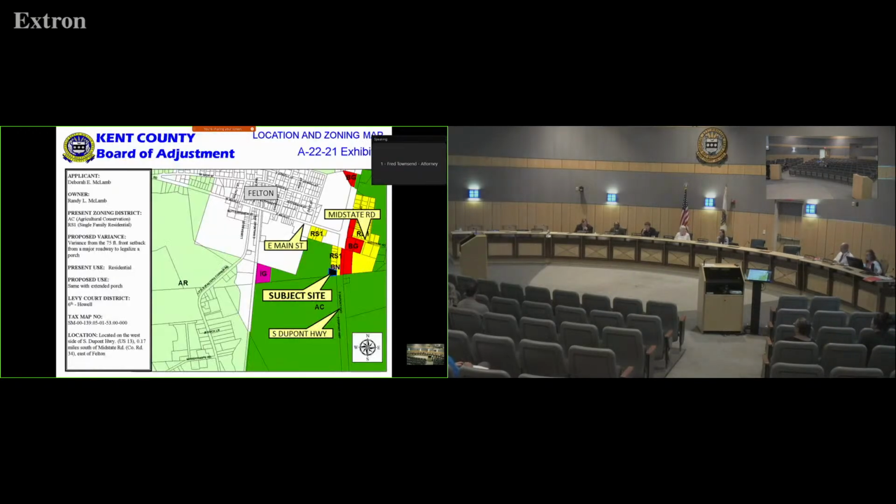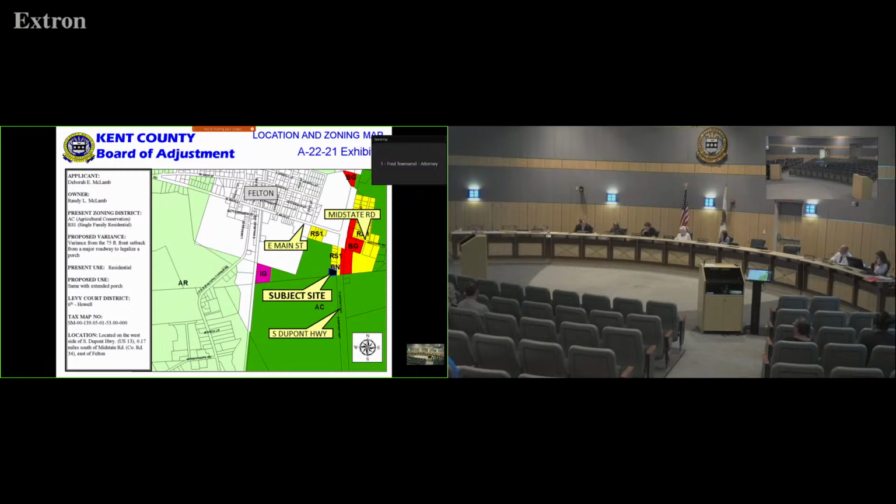Next, we have application A-22-21, seeking a variance from the 75-foot front setback from a major roadway to legalize a porch. Any thoughts or discussion? Well, I feel this property is in character of the surrounding areas. I don't see how the porch makes it different, and I don't see how the porch would obstruct any views or seriously affect the neighboring properties.